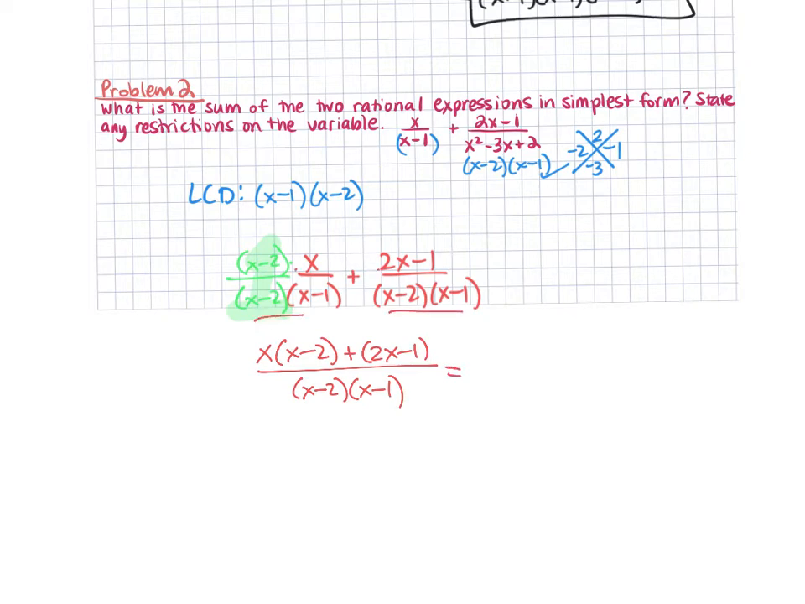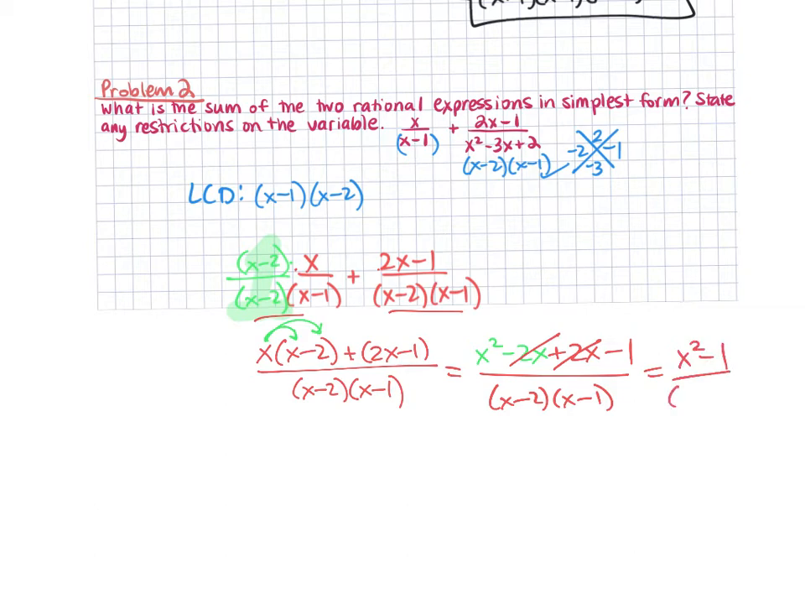And so then we can simplify this, x squared minus 2x, and then plus 2x minus 1 over x minus 2 times x minus 1. And then these cancel, right? And this becomes x squared minus 1 on top, x minus 2 times x minus 1. Now, look what happened. This is factorable. Don't miss that, right? This is our difference of two squares. This becomes x minus 1 times x plus 1.